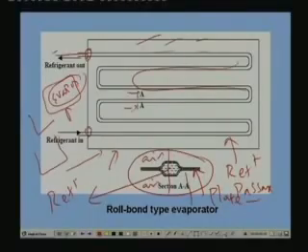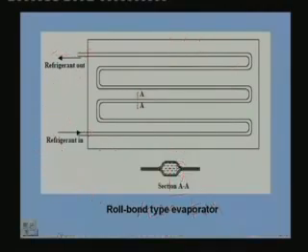In addition to that, because of very good bonding, the heat transfer is very effective. If you look at any single tube, you find that this area acts as a fin, and the contact resistance between the fin and the refrigerant is almost negligible, because they are formed of the same plate. So these are the advantages of roll bond type of evaporators which are used in conventional domestic refrigerators and other applications.